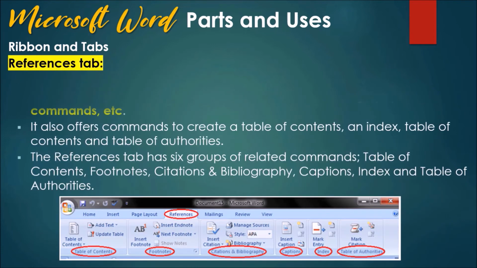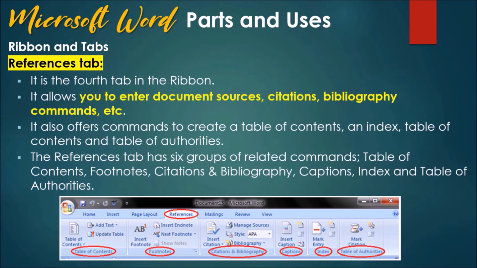References tab. It is the 4th tab in the ribbon. It allows you to enter document sources, citations, bibliography commands, and others. It also offers commands to create a table of contents, an index, and a table of authorities. The References tab has 6 groups of related commands: Table of Contents, Footnotes, Citations and Bibliography, Captions, Index, and Table of Authorities.